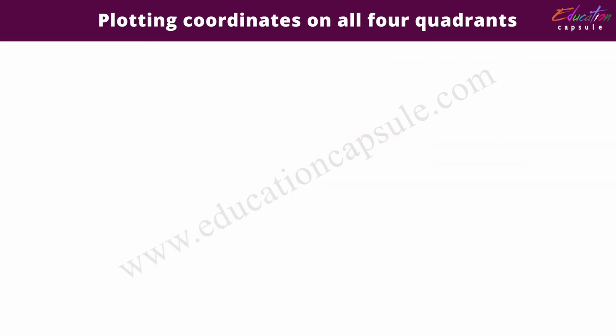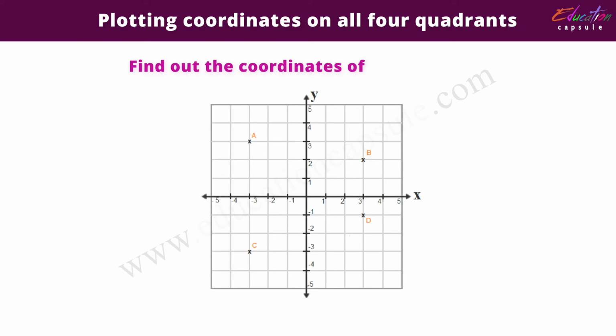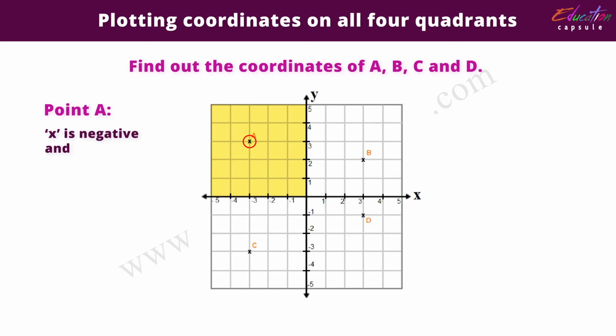Now, let's learn with the help of an example. Find out the coordinates of A, B, C and D from this given figure. Point A. We can see that point A is in the second quadrant, which means x is negative and y is positive. We will move 3 units towards the left from the origin and then move 3 units up. So the coordinates are -3 and 3.